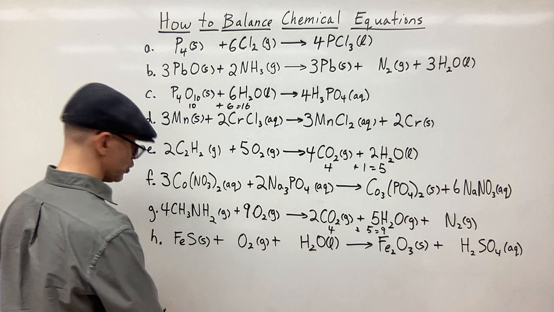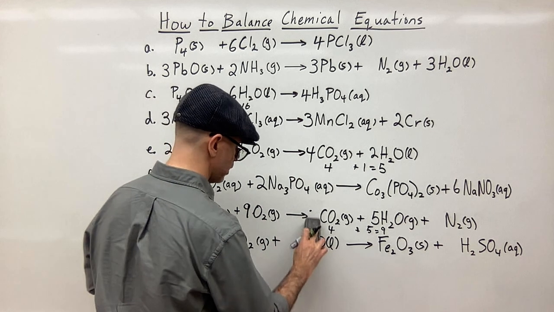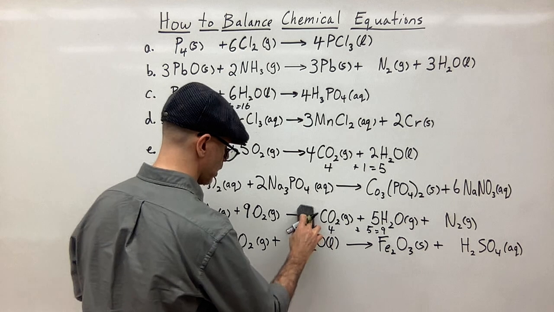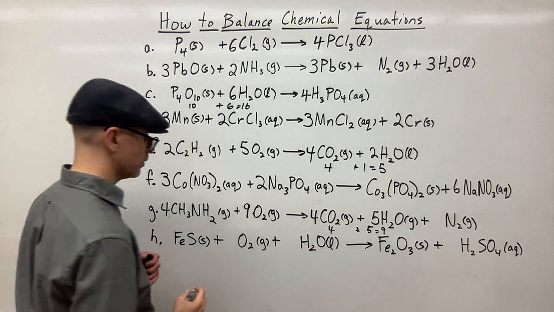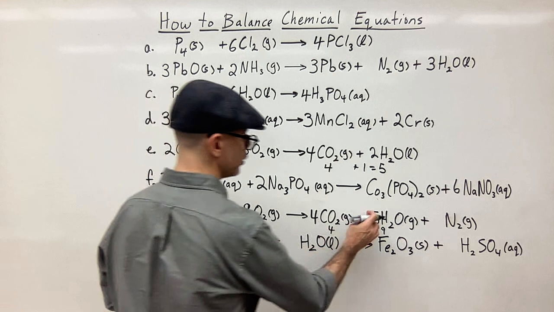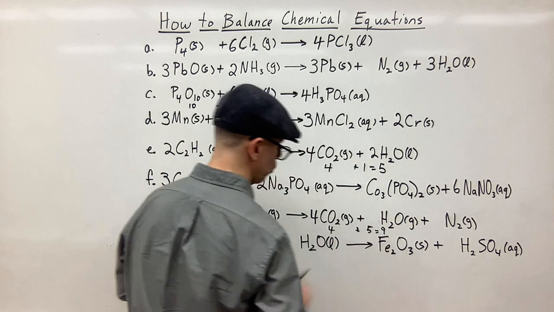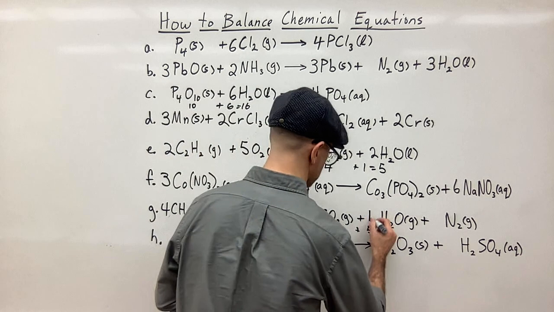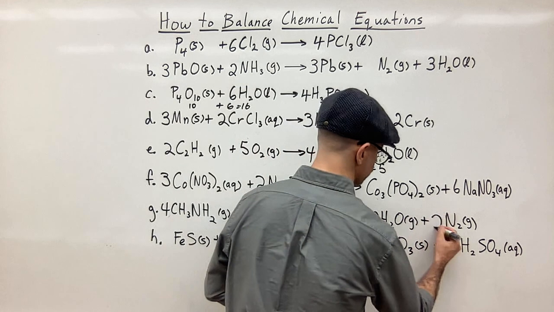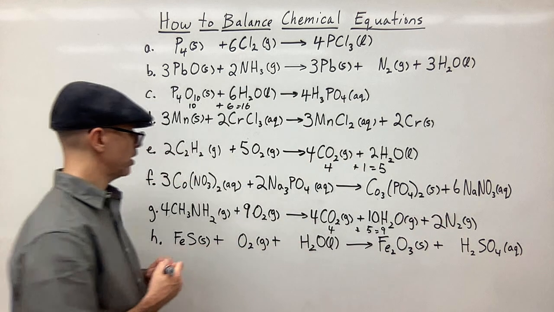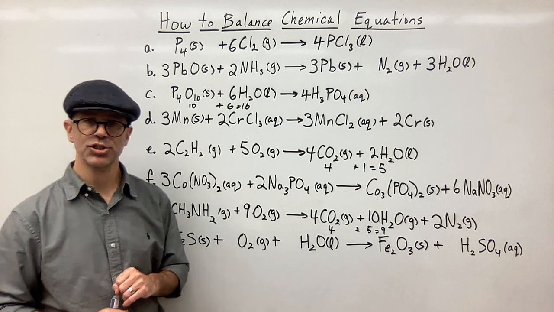Two times 2 is 4 for the carbon dioxide. So I'm going to put 4. And then 2 times 5 is 10, so 10 waters. And then 2 times 1 is 2. So 2 there. So now I have a balanced equation for G.